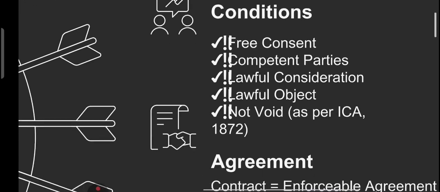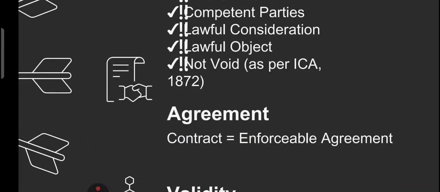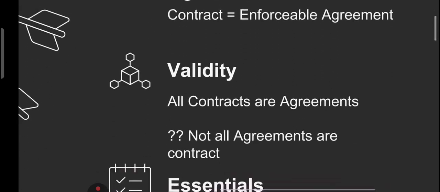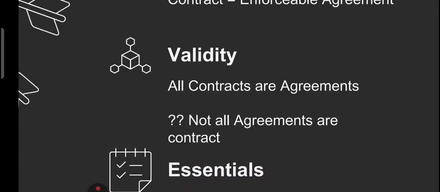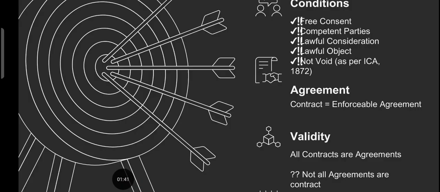Now let's clear a common confusion. Remember, all contracts are agreements, but not all agreements are contracts. Very important point. Why? Because validity depends on enforceability under the law. I told you there are some conditions under which an agreement can become a contract.